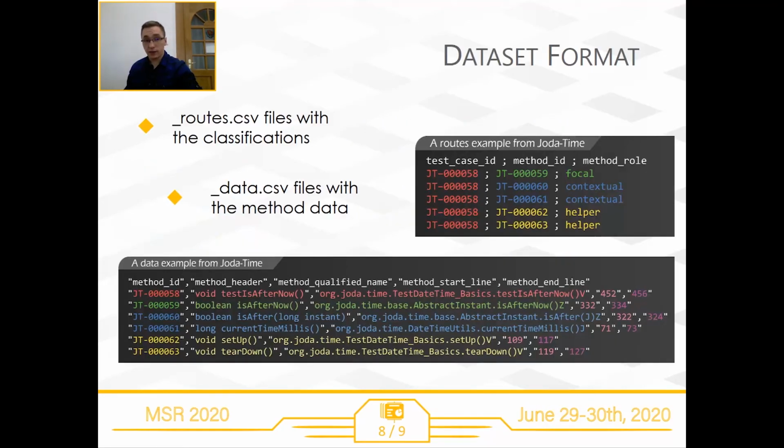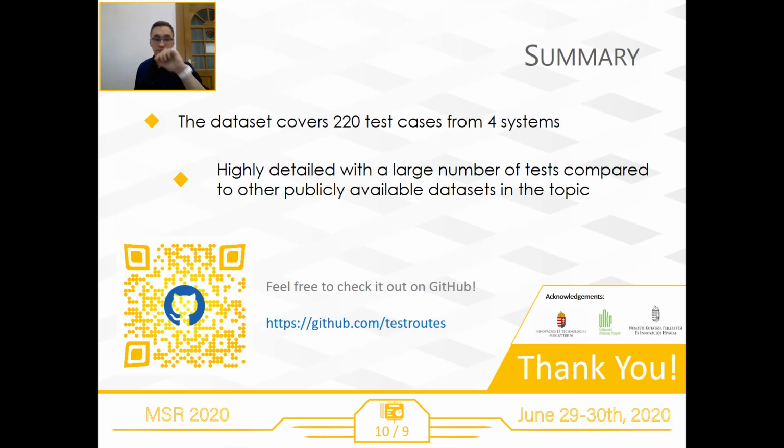Our data contains 2 types of files. The first is the routes file, which contains the classifications. The first identifier is always the test case. The second one is always the method that is classified into focal, contextual, or helper. The data files contain data on these identifiers, the qualified names, and the line information.